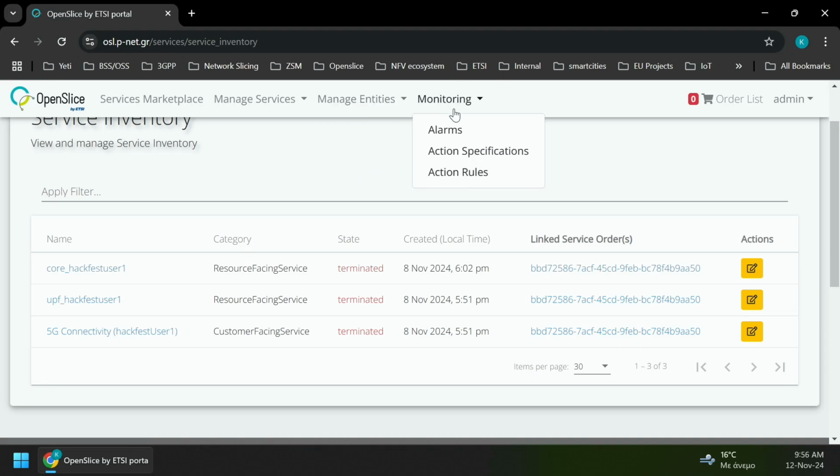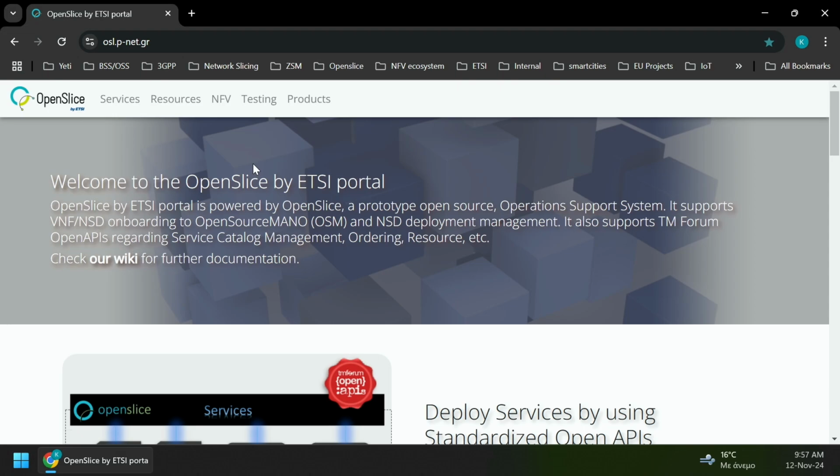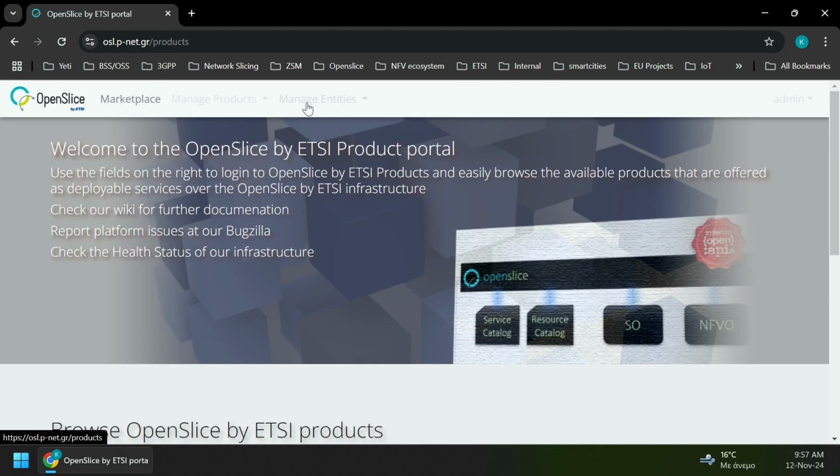And also the service portal itself provides a monitoring branch, let's say, which can support capturing of alarms of the NFV world during this time, and provide specific specifications, or recipes, that someone can leverage to cope with this alarm when they happen. So this is the service portal in short. Let's go to the product portal.